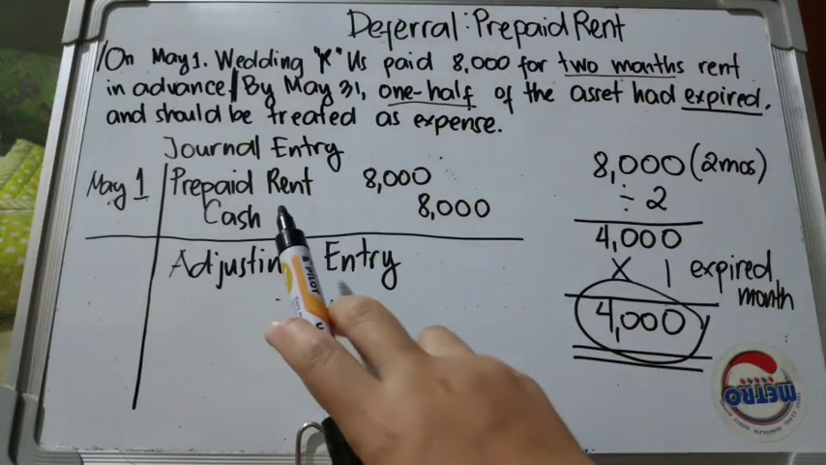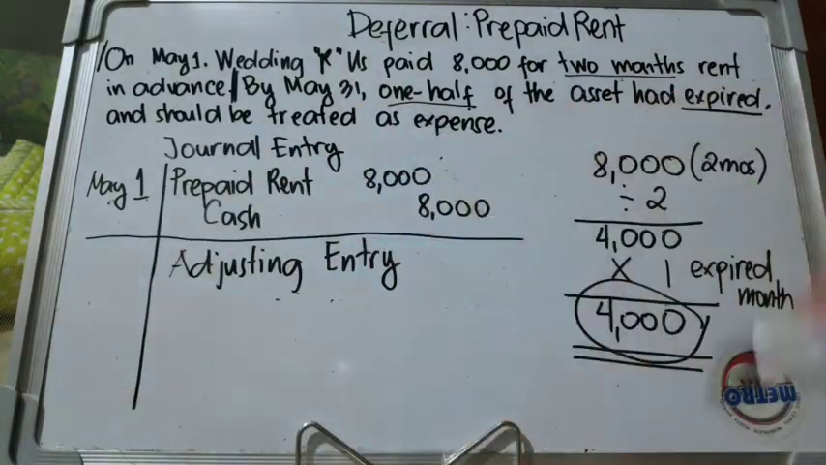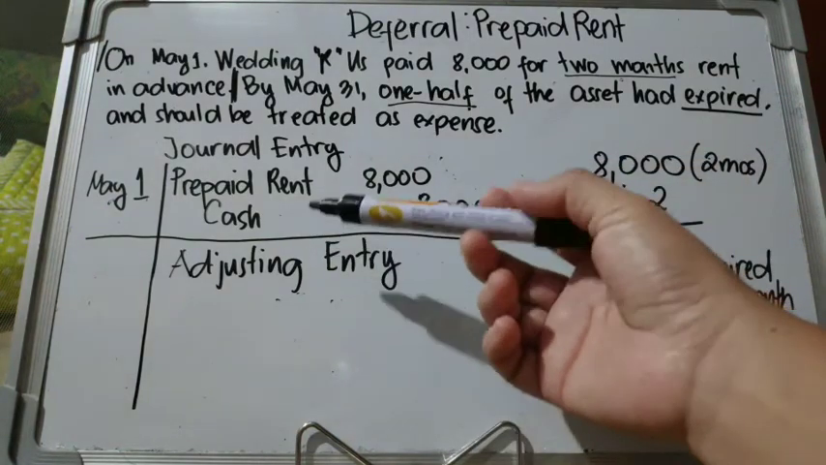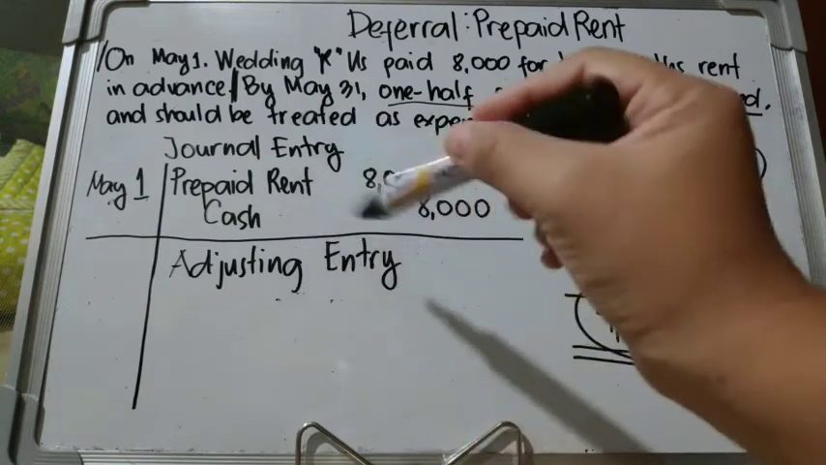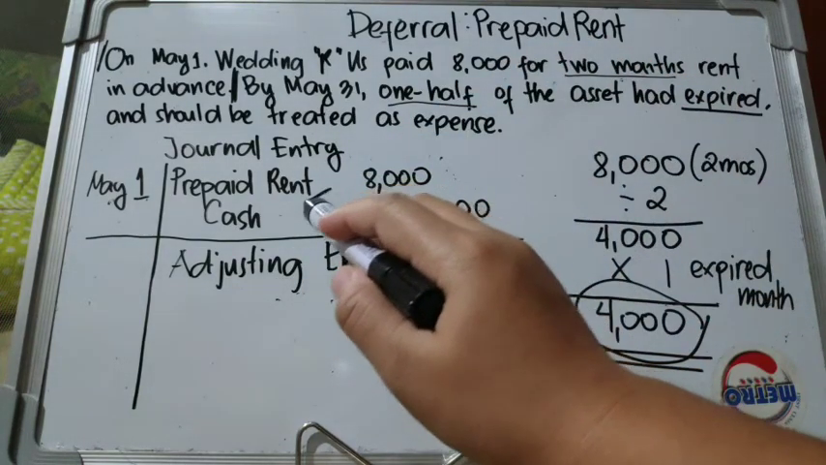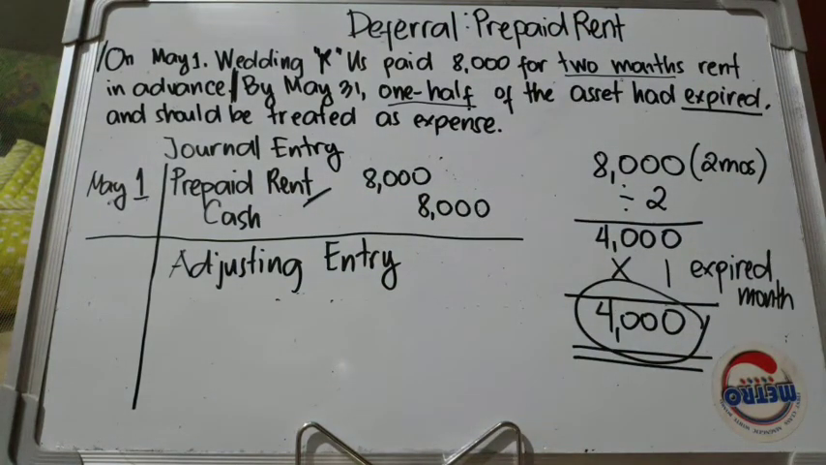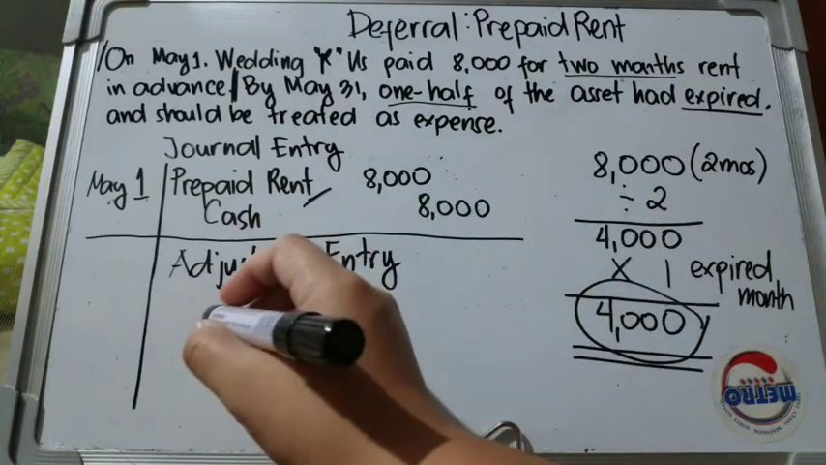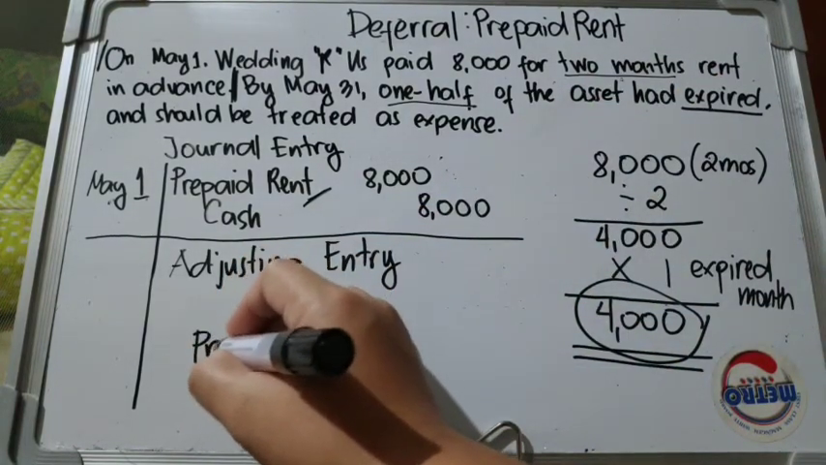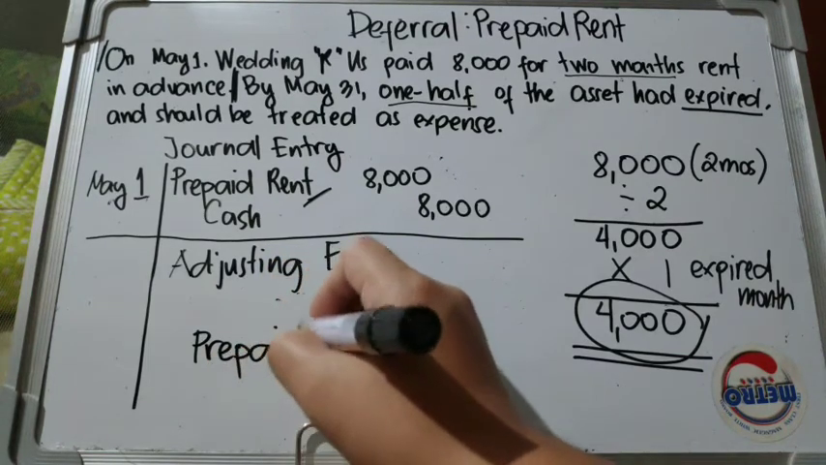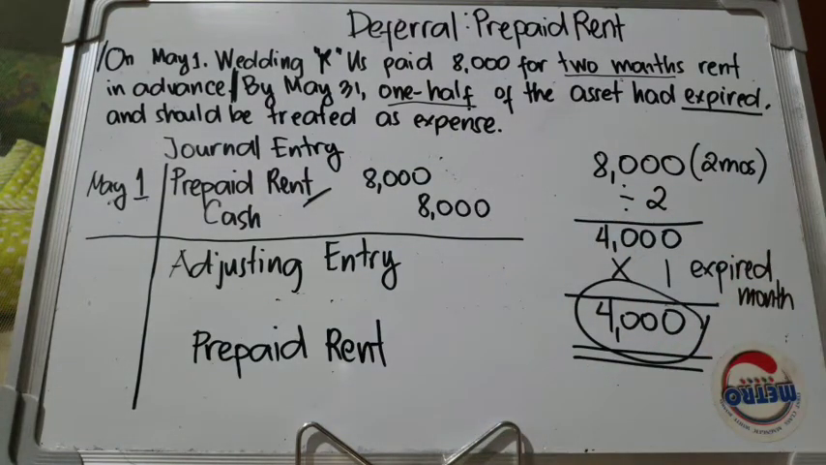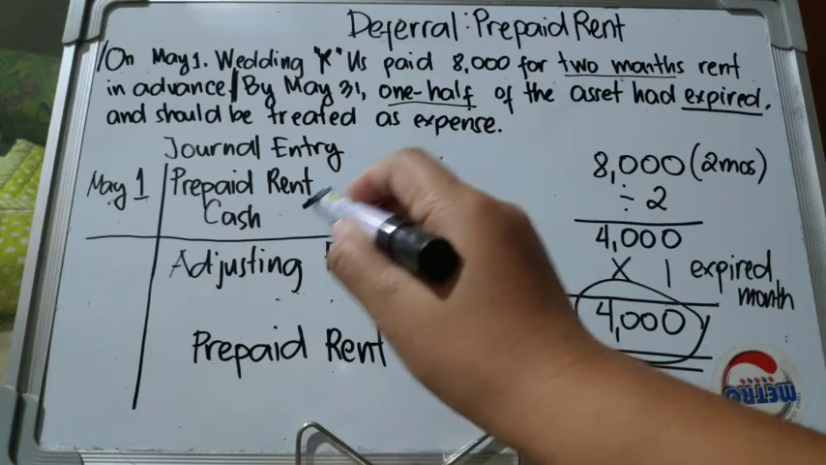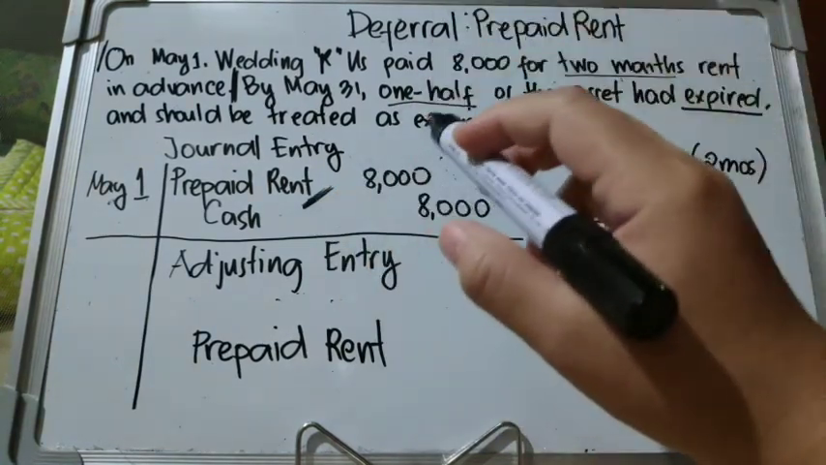Now, for the entry, didn't I say earlier, we just reverse our entry from the journal entry up to the adjusting entry. Now, as you notice, prepaid rent is on the debit side. So, on the adjusting entry, you will now put the prepaid rent on the credit side. Why will you put it on the credit side? Because half of the 2 months rent in advance had been expired. Meaning, it has been taken already. Your 8,000 has been taken.